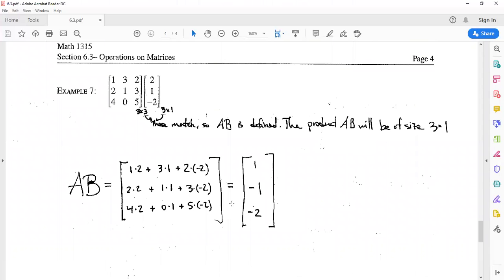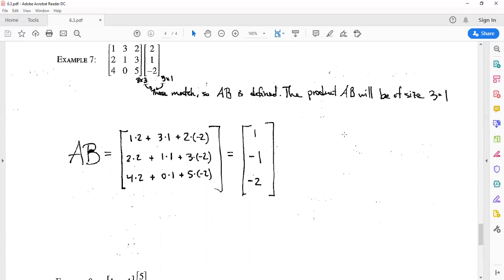Okay. Let's see another example here. They've given us a 3 by 3 matrix and a 3 by 1 matrix. Notice that the number of columns of A matches the number of rows of B, so the product is defined. And the product will be a 3 by 1 matrix, so that will be 3 rows, 1 column.